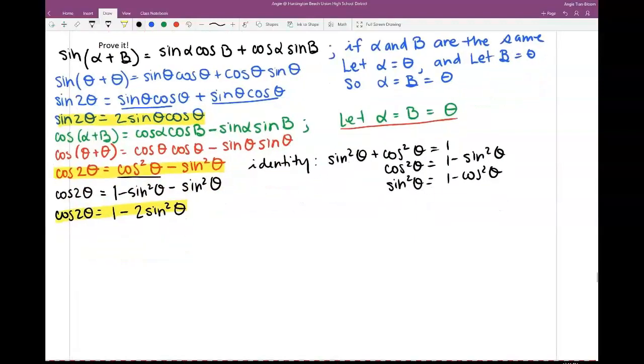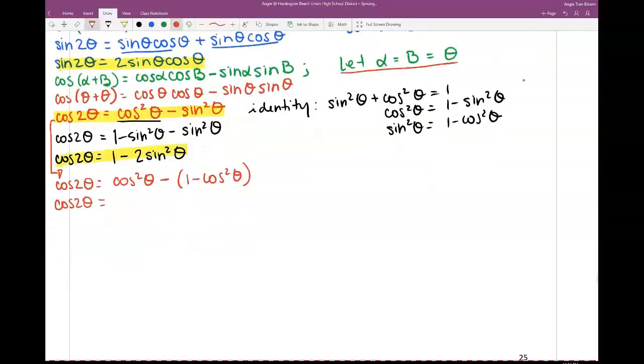Okay, so I'm going to do the same thing, right? I'm going to take this, what we already know, okay? Cosine of 2 theta equals, I'm going to keep cosine square of theta, but substitute in sine square is 1 minus cosine square of theta. Then from here, cosine of a double angle is, distribute the negative sign to see what I have, minus 1 plus cosine square of theta. Combine like terms, so cosine 2 theta equals 2 cosine square of theta minus 1. Guess what? This is another identity for cosine of a double angle.